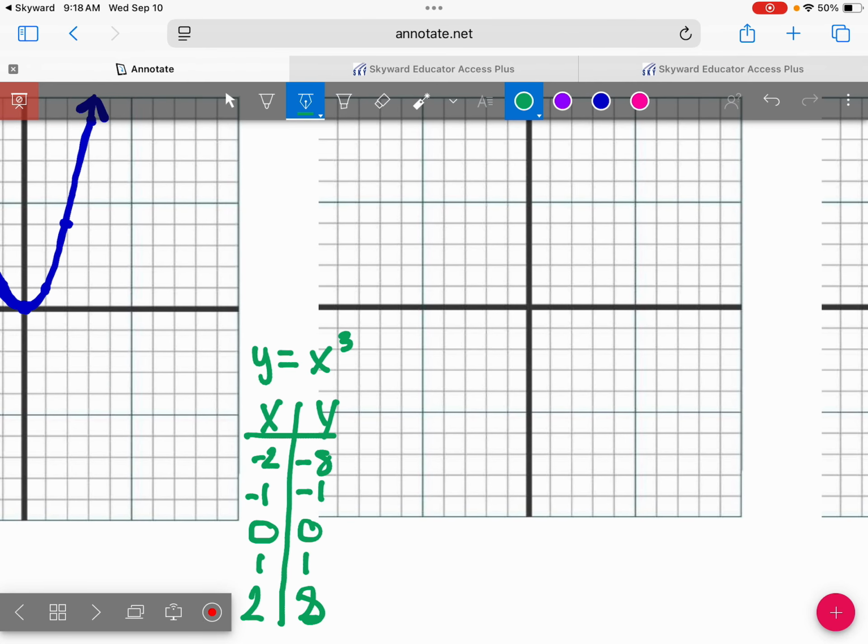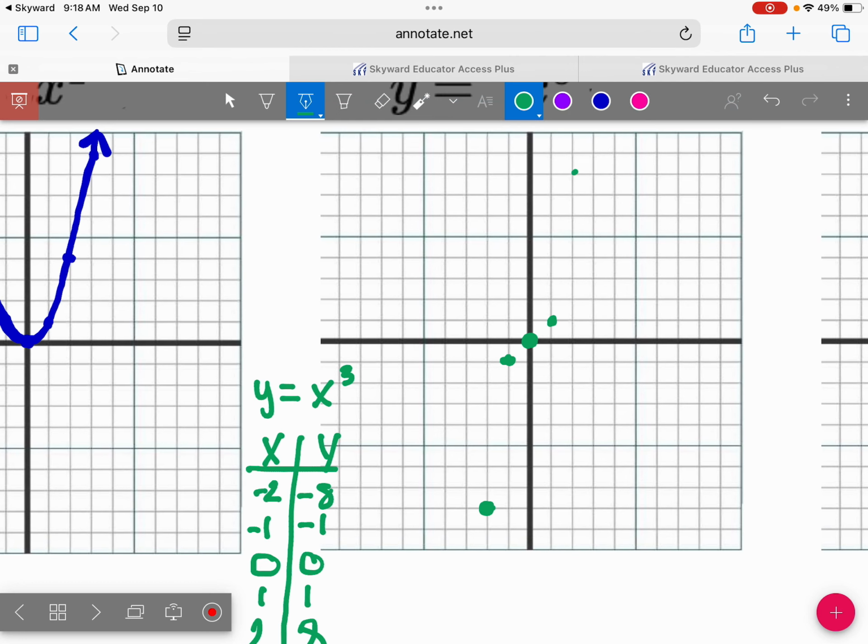So when we plot up these points, it's going to look a little bit different, because we now have our negative 2, negative 8 way down here, negative 1, negative 1, 0, 0, 1, 1, and 2, 8, which is that one. So we get something that's kind of an S shape, like a wonky S. And this is our parent function for cubes.